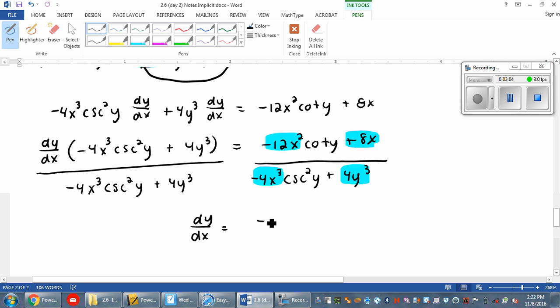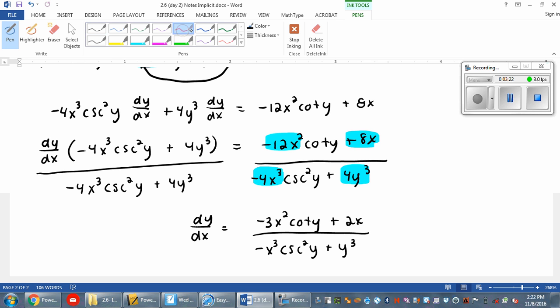So I'm left with negative 3x squared cotangent of y plus, now it's 2x because I divided by 4, all over, when I divide this by 4, negative x cubed cosecant squared of y plus y cubed because I divided by 4. And that is my final answer.